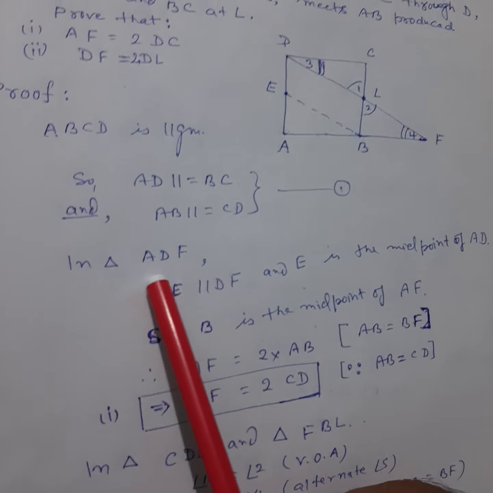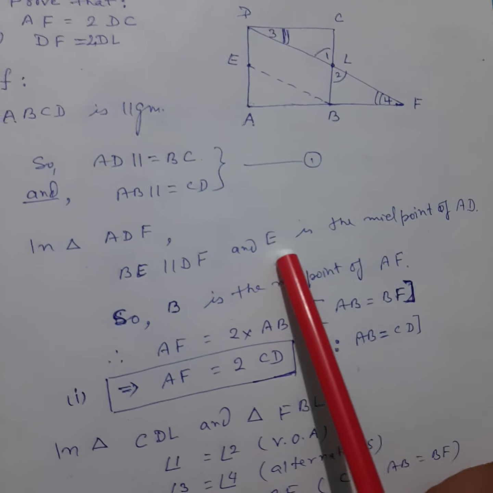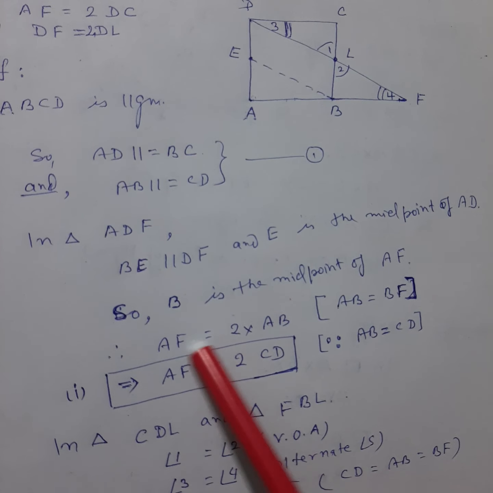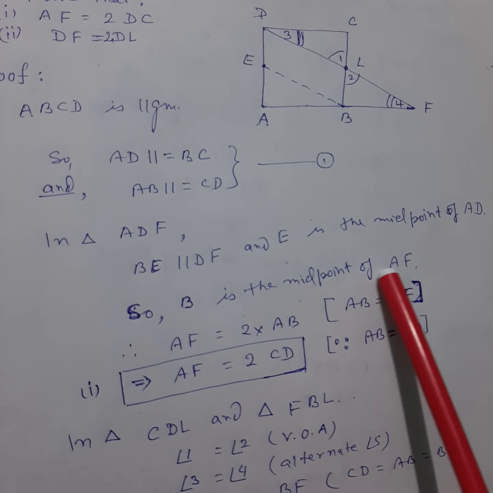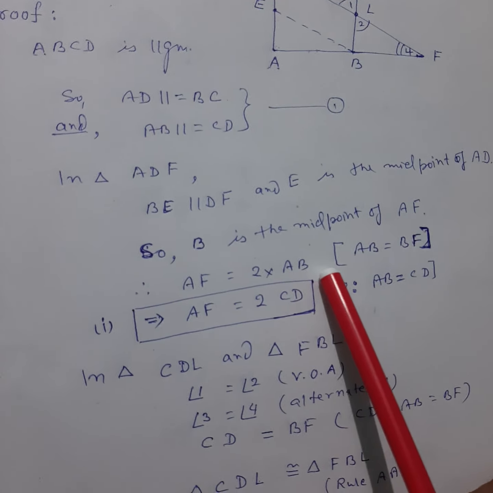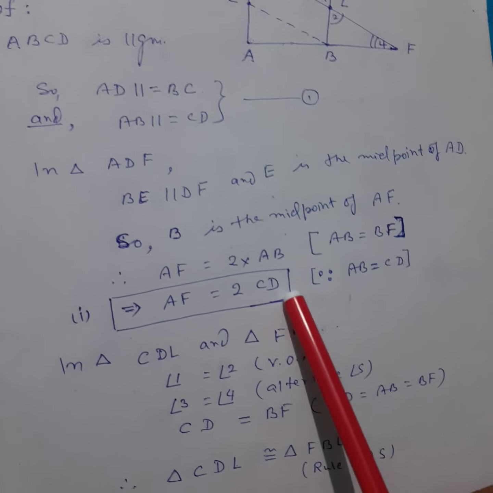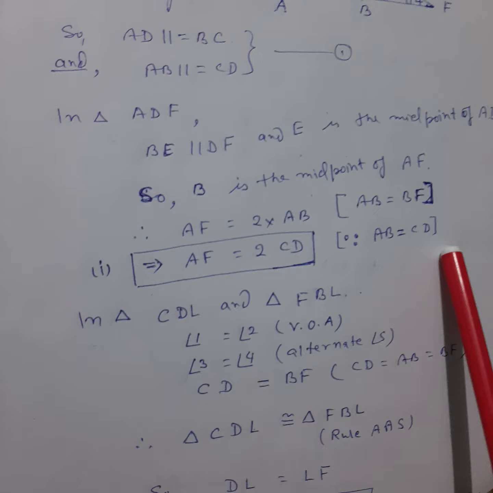Equation 1. In triangle ADF, BE is parallel to DF and E is the midpoint of AD, so B is the midpoint of AF. Therefore, AF equals 2 into AB, and AF equals 2 into CD because AB equals CD.